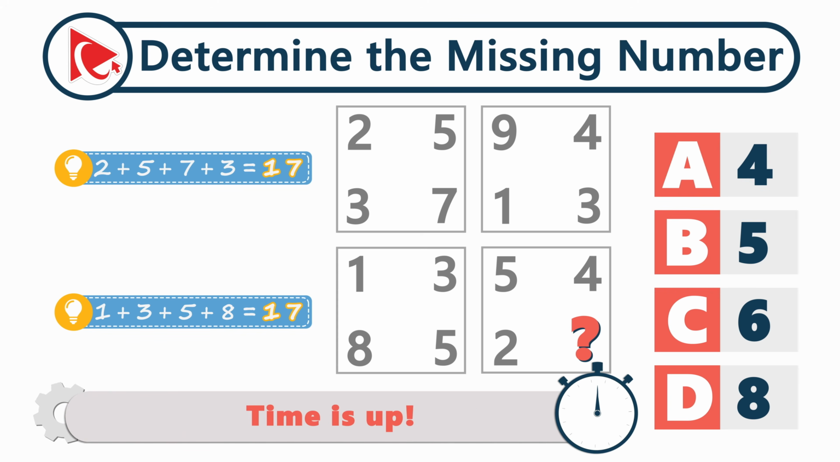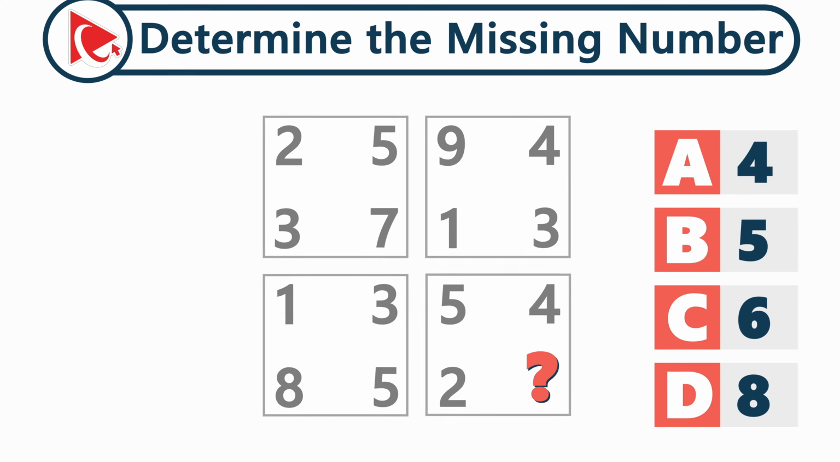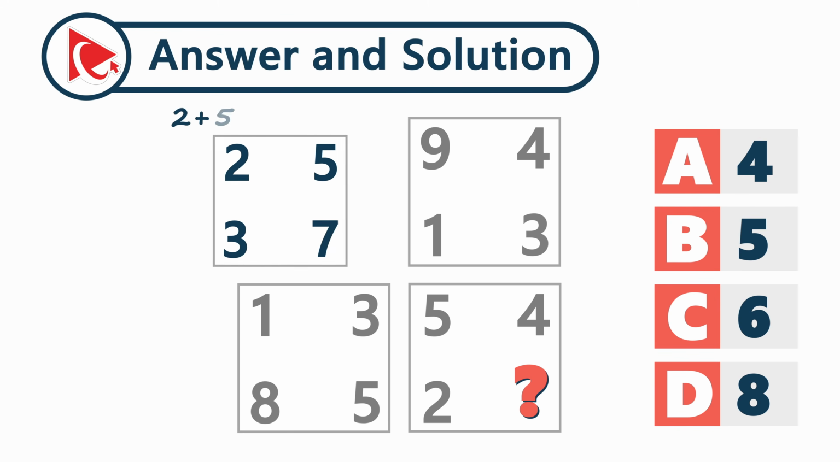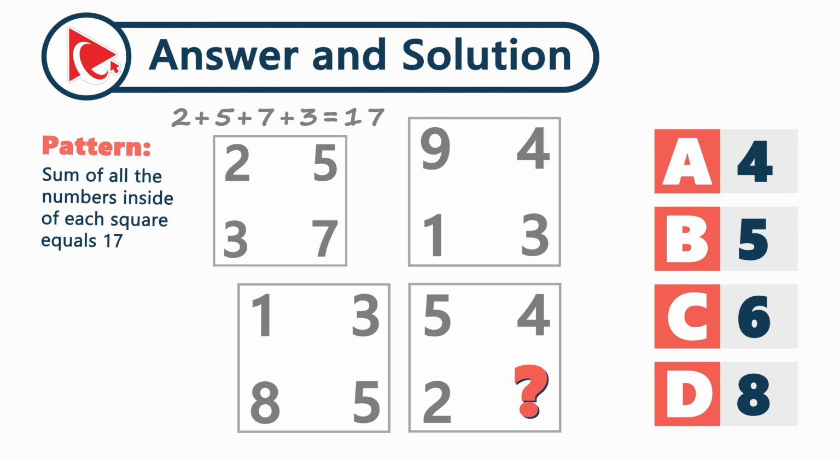Time's up. Do you have your answer ready? I hope so, because you would be amazed how simple the solution actually is. Take a close look at the first square. Let's sum up all the numbers inside it. 2 plus 5 plus 7 plus 3 equals 17. In fact, the pattern here is that the sum of all the numbers inside each square equals 17.